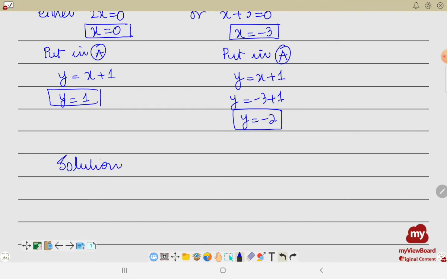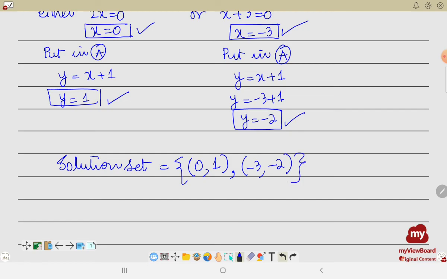The solution set will be in ordered pairs, in which we are supposed to take care of the order. So for x is equal to 0, y was equal to 1, that is the first ordered pair. For x is equal to minus 3, y was minus 2. So this is the answer of question number 6.